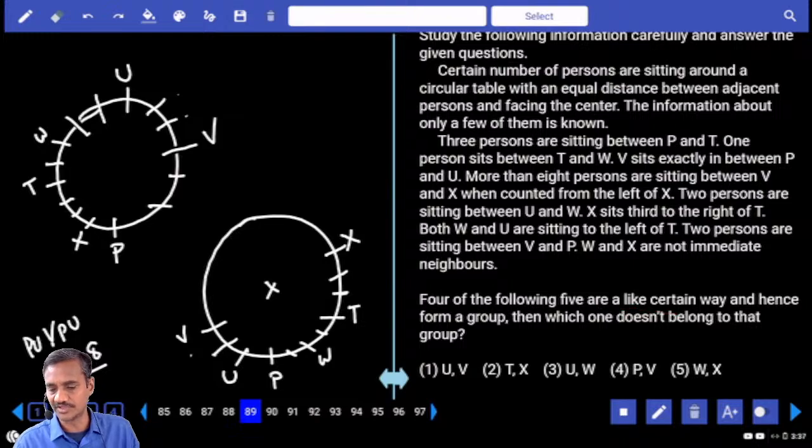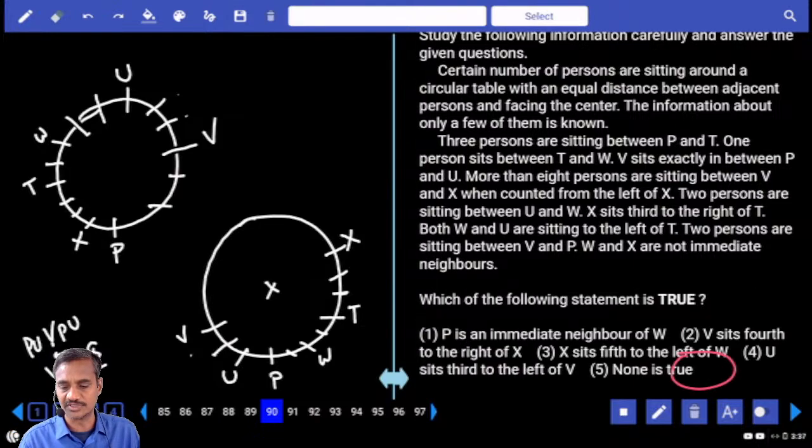And 89, 4 out of the following means odd one out. U and V there are exactly 2. And T and X there are 2. U and W there are 2. And P and V there are 2. And W and X, more than 2 persons were there, choice 5 is the odd one.